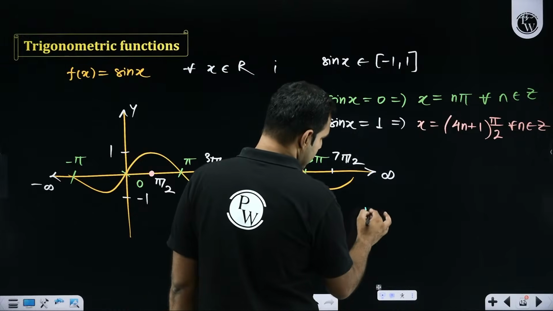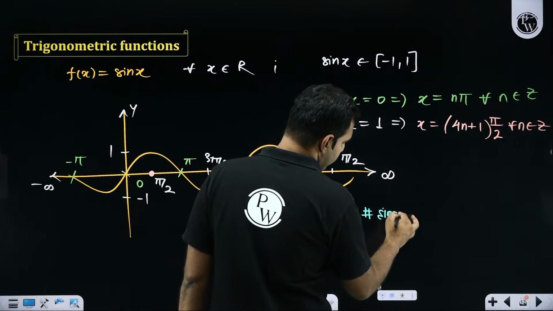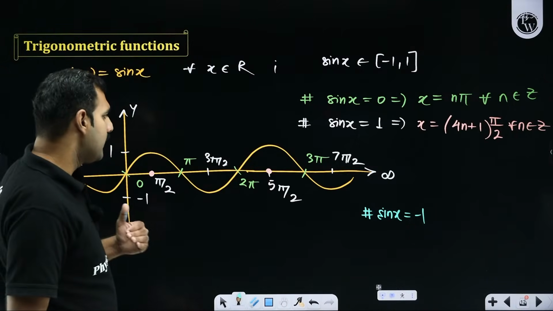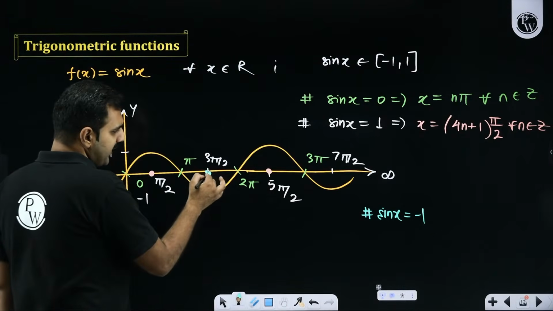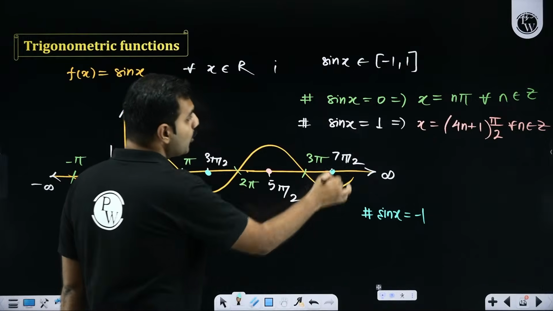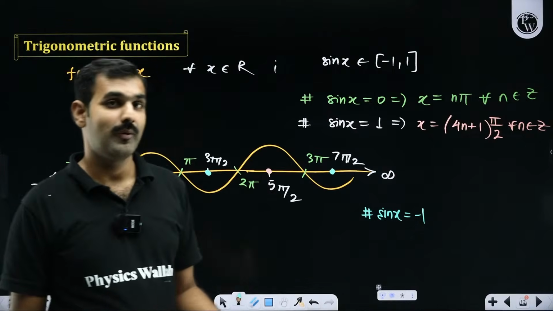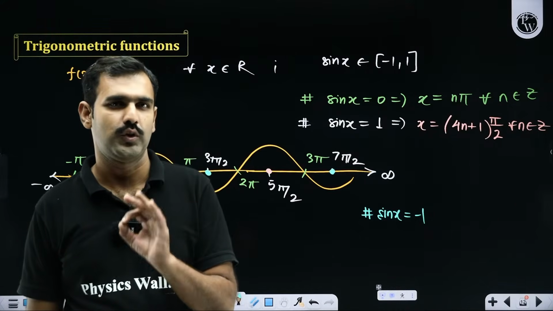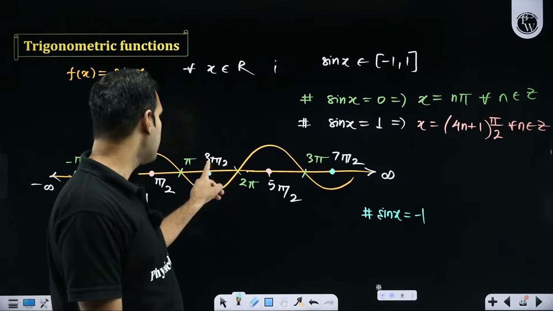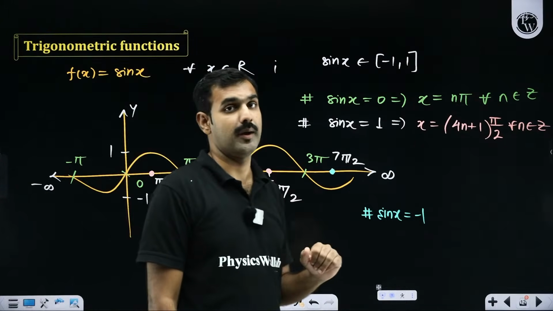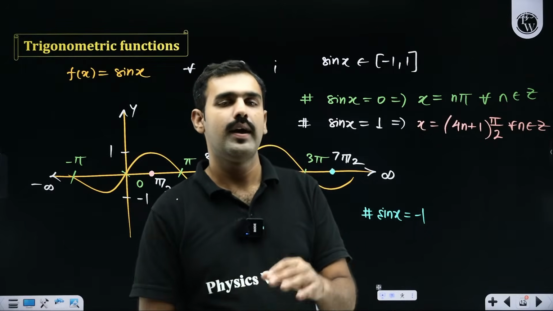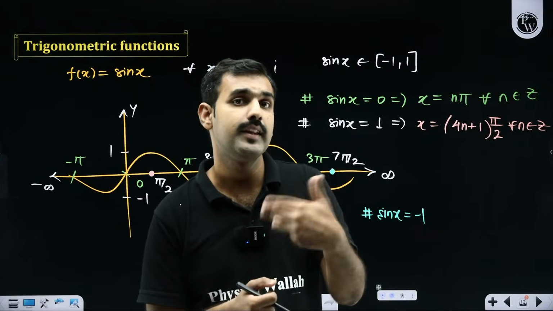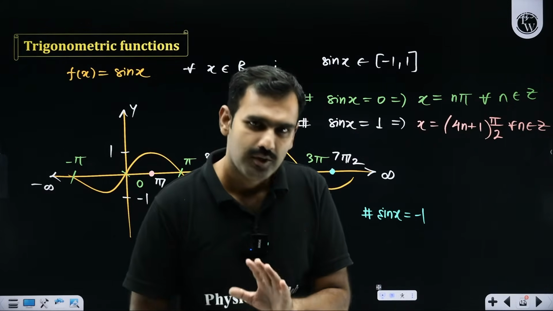If somebody says that sin x is minus 1, then what do you conclude? So sin x is minus 1. The remaining odd multiples of pi by 2, like 3 pi by 2, 7 pi by 2, 11 pi by 2, 15 pi by 2, these multiples of pi by 2 will give me minus 1. So process this idea. 3 into pi by 2, 7 into pi by 2, 11 into pi by 2: 3, 7, 11. Are they not 1 less than the multiples of 4? So how will I write it?